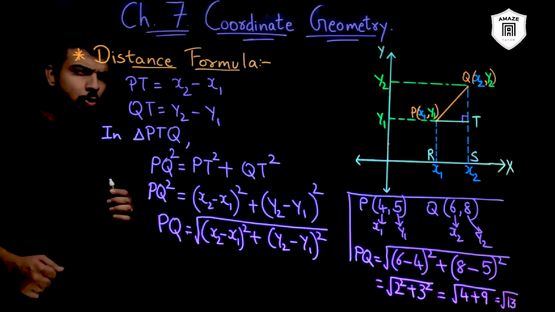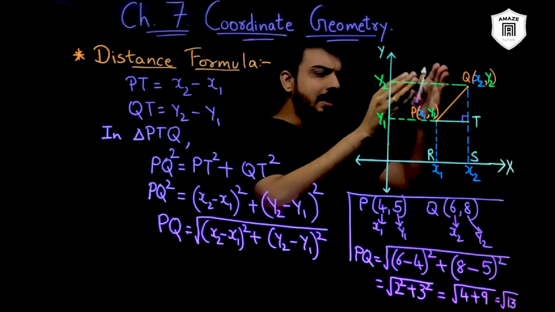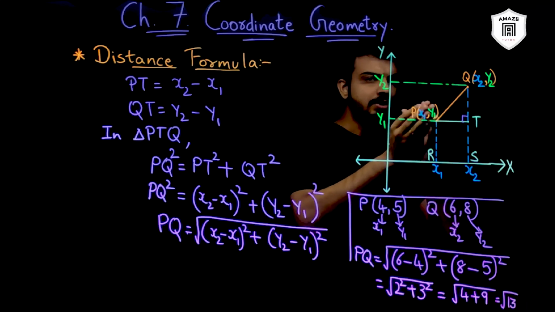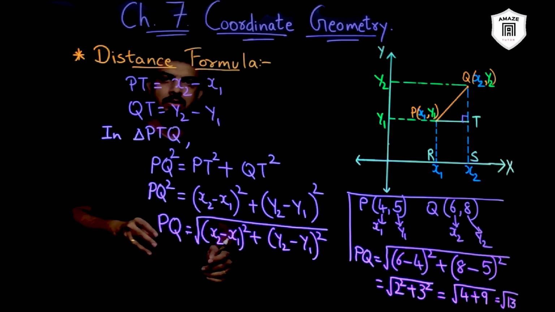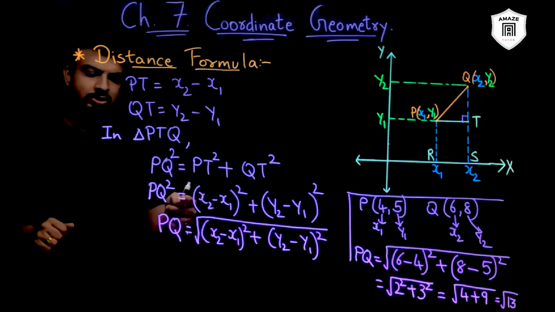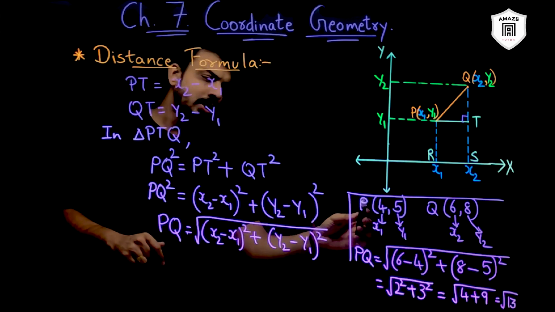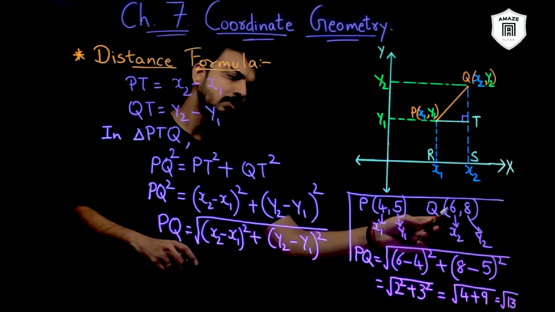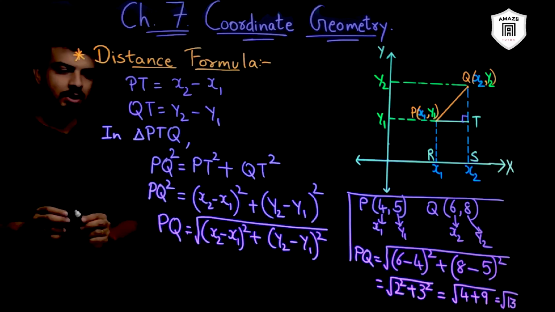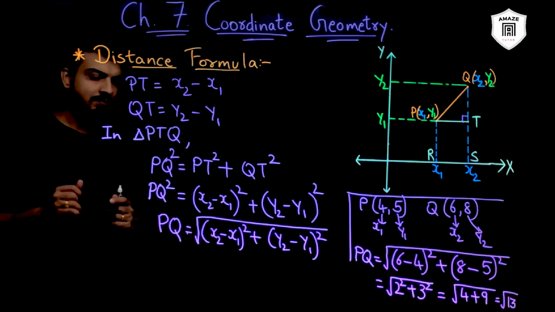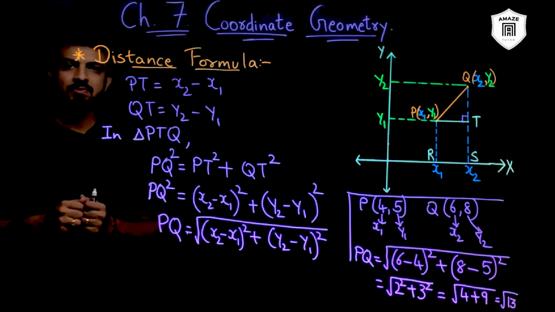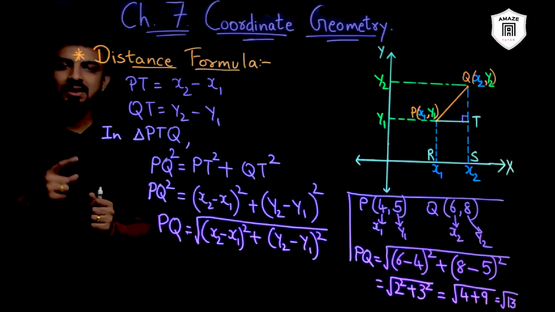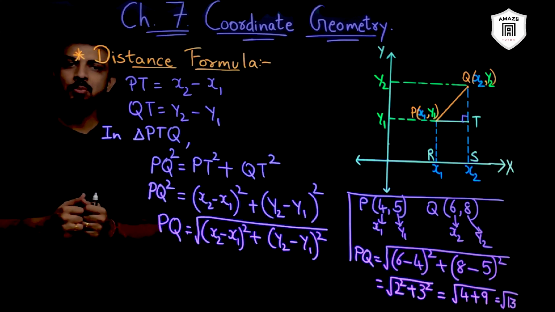So now no need to make a figure like this and then figure out which triangle is forming here and then apply the Pythagoras theorem and get the answer. We can directly use the distance formula whatever the coordinates of the first and the second point are. Clear? So in this way we can figure out the distance using the formula. Now based on this distance formula we have exercise 7.1.